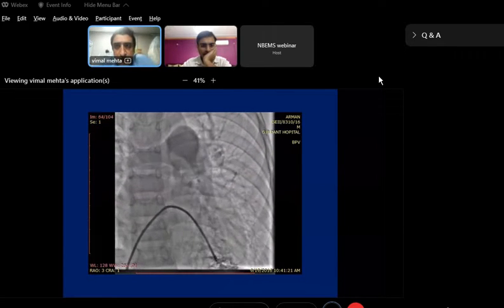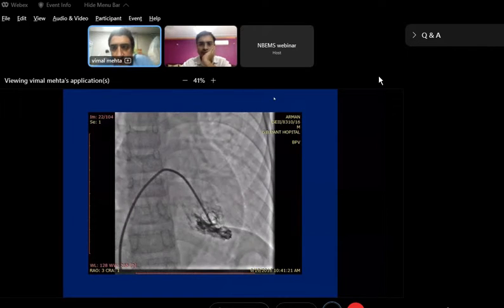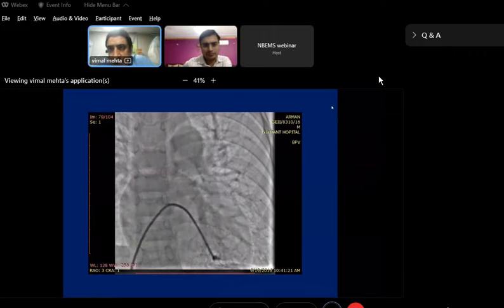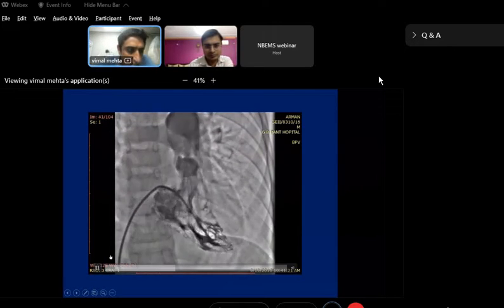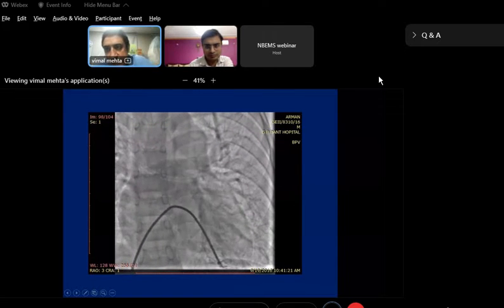So I will just open the chat also. Yeah, now it is there. So what is this? So you have to tell what is this. Identify and give answer over here.